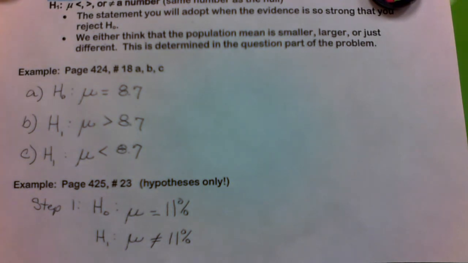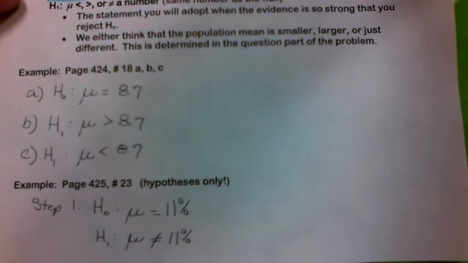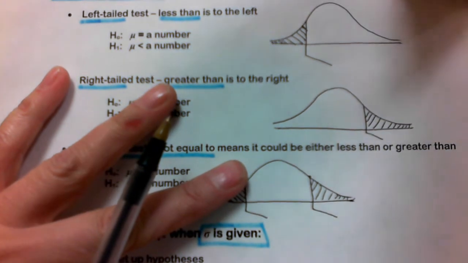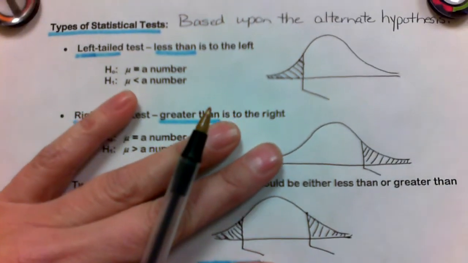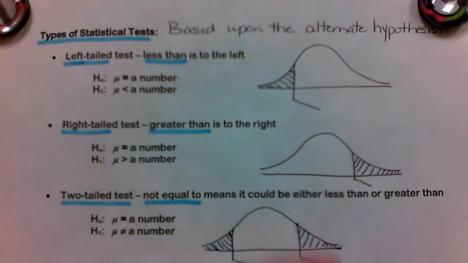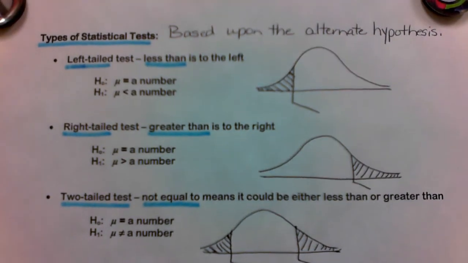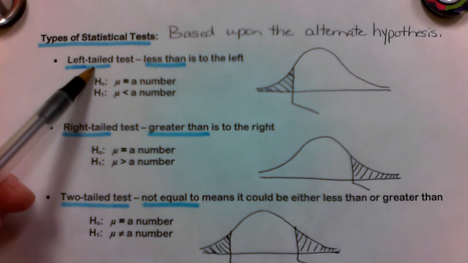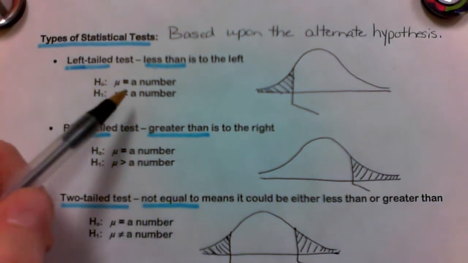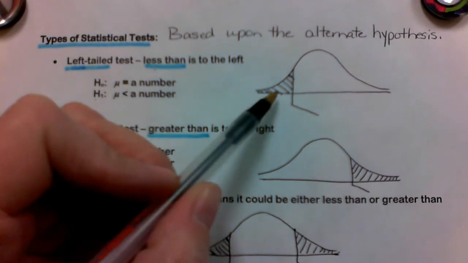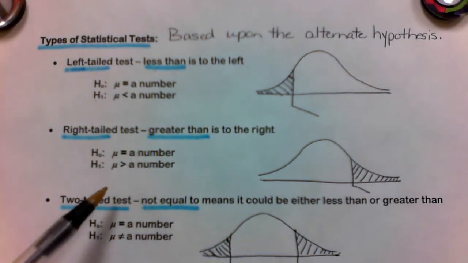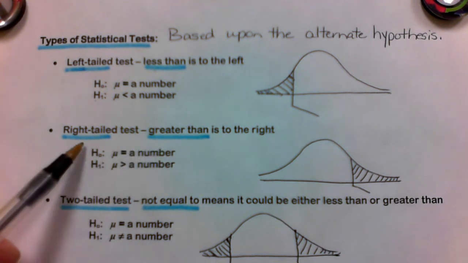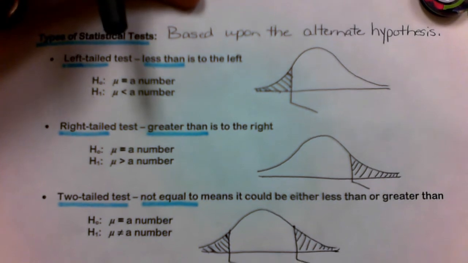So step 1 is your hypothesis, which we just talked about. Now in step 2, we will calculate a statistical test. But before we do that, I want to talk about the alternate hypothesis. The alternate hypothesis is what dictates what type of test we are doing. If our alternate is a less than statement, that means we have a left-tailed test, so the picture would look like this. If your alternate hypothesis is a greater than, you have a right-tailed test, so the picture would look like that.